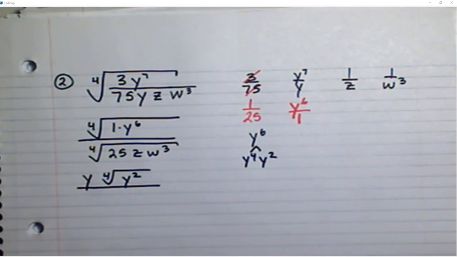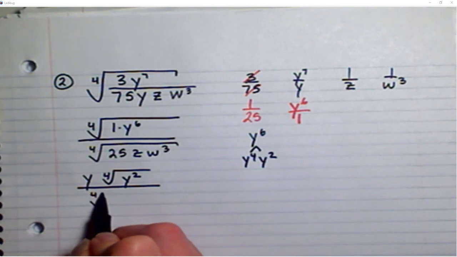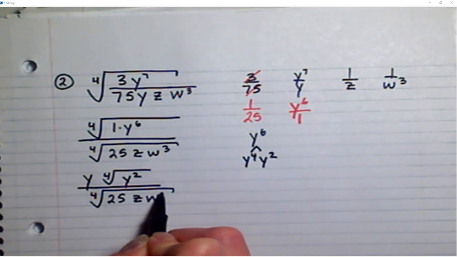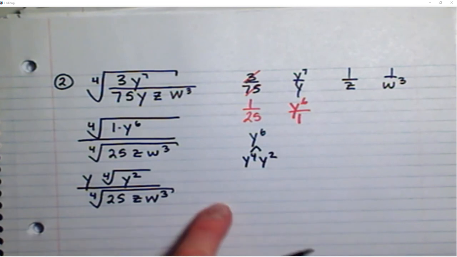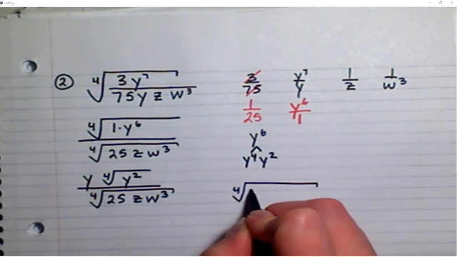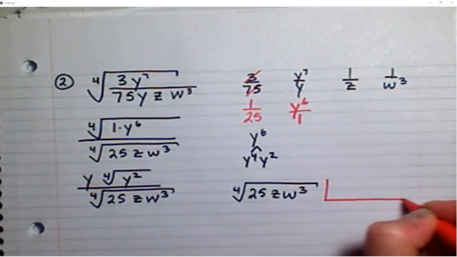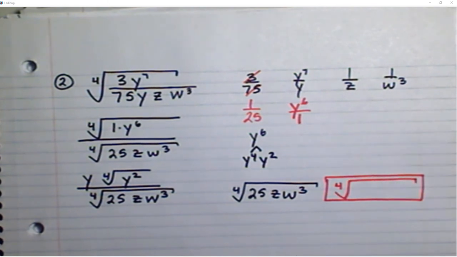Okay. And then I'm going to leave the denominator. Okay, 25zw cubed. Now I'm ready to get rid of the radical in the denominator because there's no perfect roots that I can simplify. So I'm going to just copy it over here, and I'm going to look at it to see what we can multiply by in order to make this a rational number with no radicals.